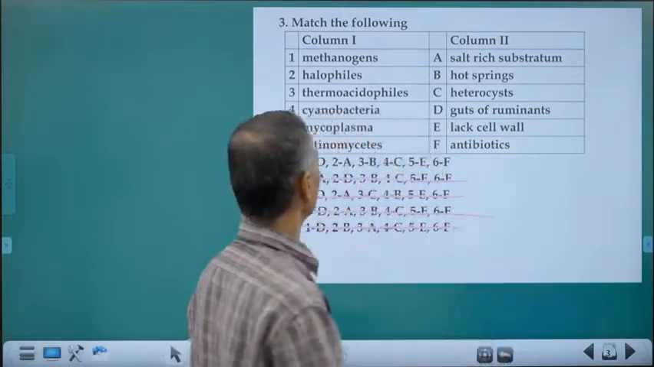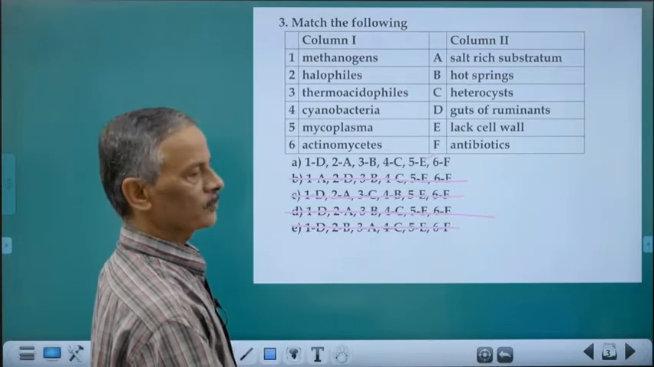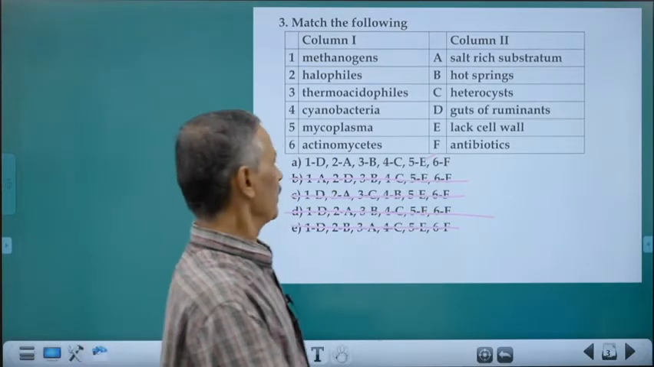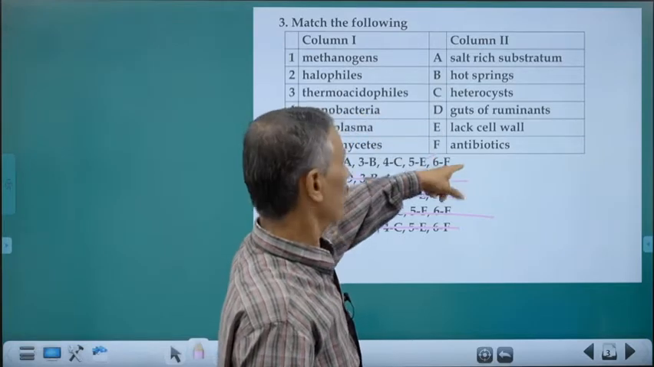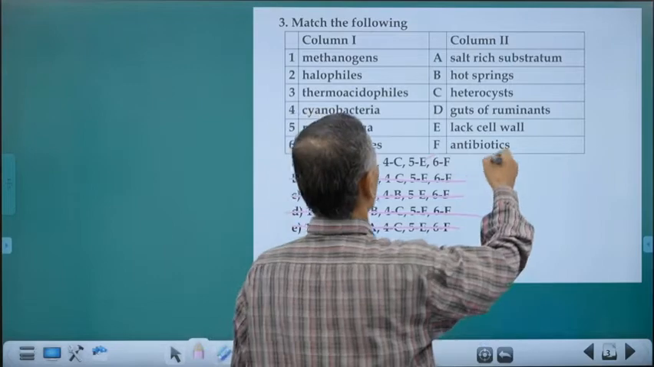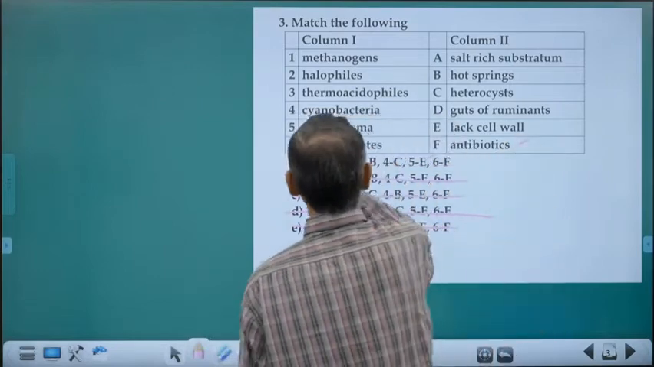So we eliminated this one. Actinomycetes. It's a category of bacteria which is capable of producing antibiotics. Okay. So F. Answer goes to F.